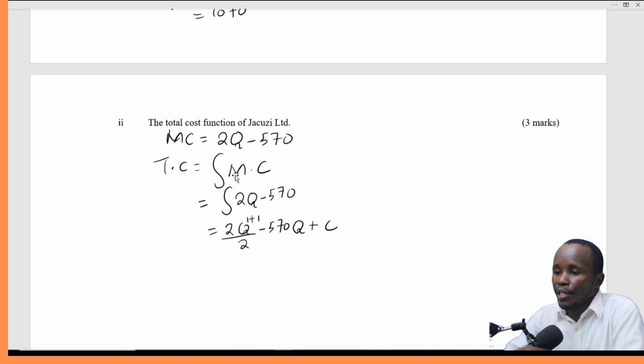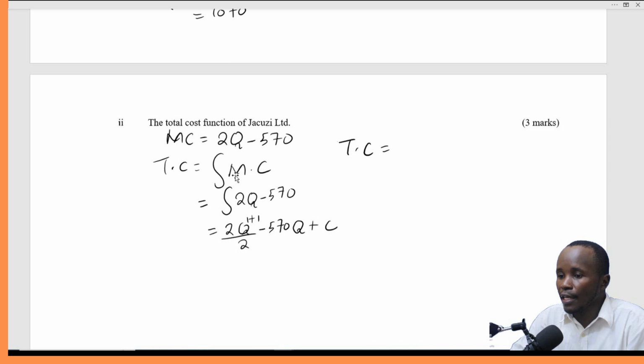It therefore means my total cost function will be, by 2 and 2 will cancel, Q squared minus 570Q plus C. But what is this C? This C is the cost when you are not selling any quantity. That means it is the fixed cost. When Q is 0, the total cost becomes C. If you substitute 0 here, it means total cost is C. It therefore implies that C is the fixed cost.